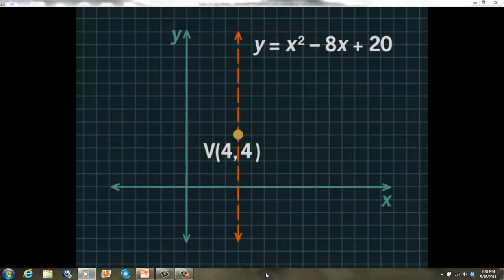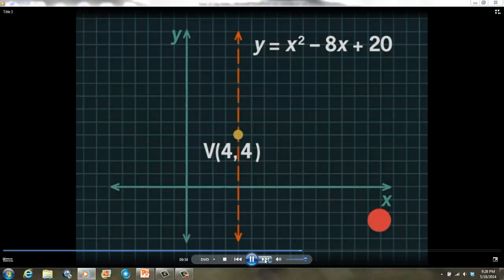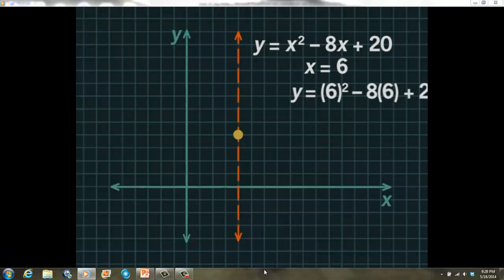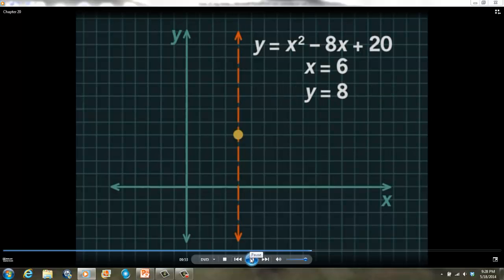It seems to me that if we know where the vertex is, the rest is pretty easy because the parabola is symmetrical. You were paying attention, Roxy. Let's find some more points on the parabola. Let x equal 6. When x equals 6, y equals 6 squared minus 8 times 6 plus 20. That means y is equal to 36 minus 48 plus 20. Y equals 8. The point 6, 8 is on the graph.